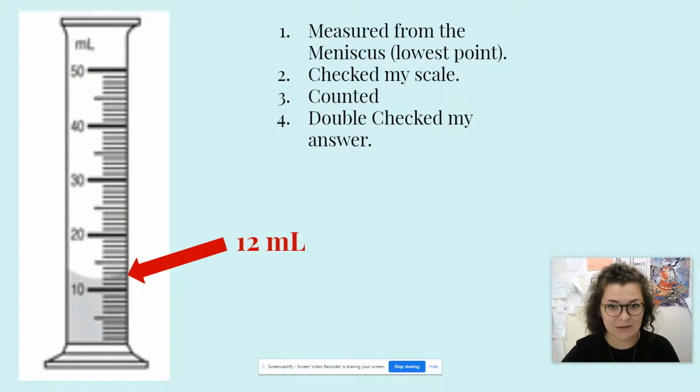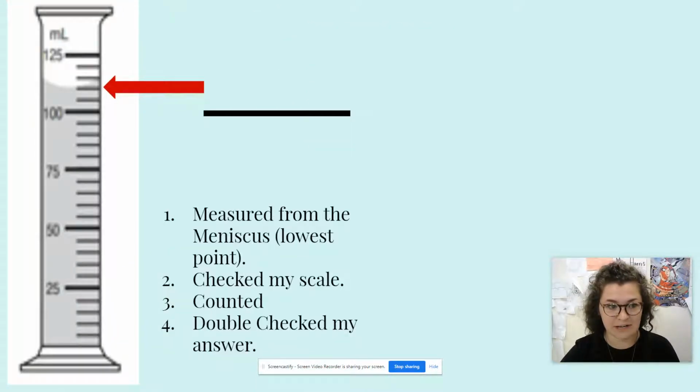This next one, again, we're going to do kind of Dora the Explorer style. We have the example up. I went ahead and put the arrow for you still to kind of help out. We're still learning how to do this, or maybe trying to remember how to do this. So number 1, you're going to measure from the lowest point. 2, you're going to check your scale. 3, you're going to count. And then 4, you're going to double check your answer. So I'm going to give you a second and stare very awkwardly at you while you do this.